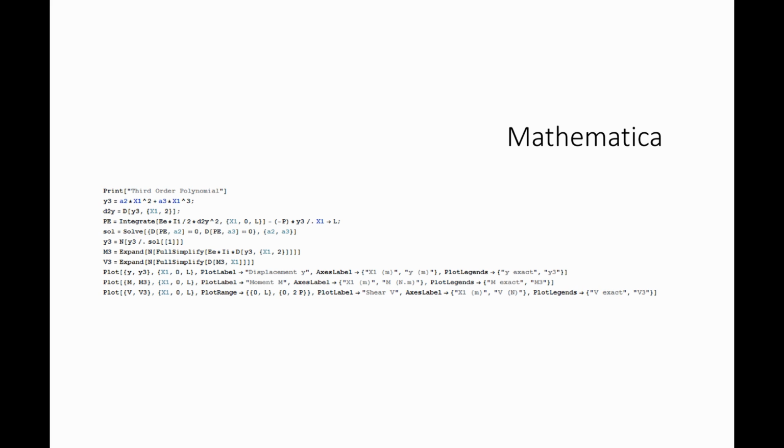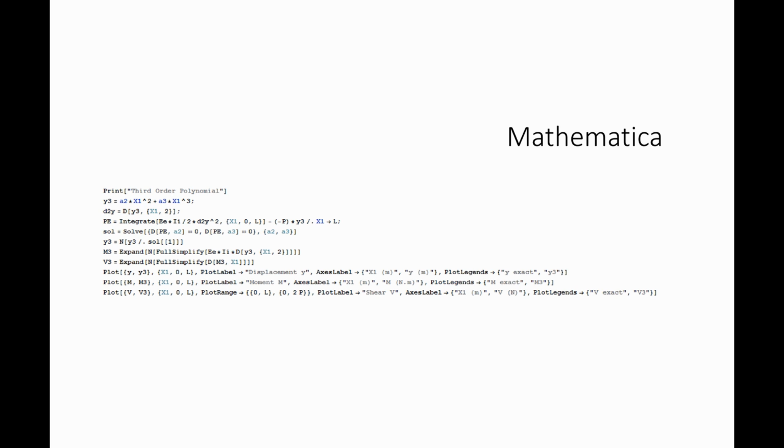I will also show you the third order polynomial. We're going to call it the third order polynomial approximate solution, y3. y3 is equal to A2 x1 squared plus A3 x1 cubed. The second derivative of y is this. The potential energy of the system is the integral of EI over 2 multiplied by the second derivative of y squared, minus the work done by the external forces, which is the force multiplied by the displacement at the free end.